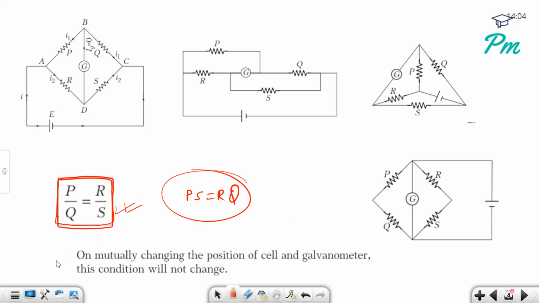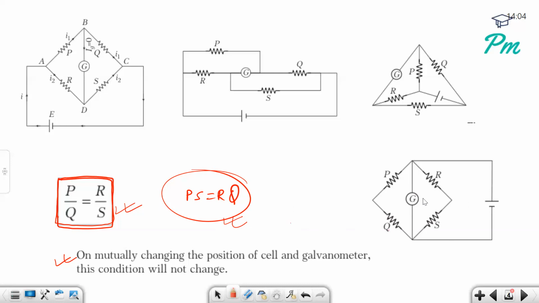Now you can see a very important thing: on mutually changing the position of cell and galvanometer, the condition will not change. If we interchange the position of galvanometer and cell in each circuit, here and here also, the condition will not change. Means galvanometer deflection again you will find zero if the bridge is balanced. Okay, so these are all possible cases. So keep it in mind.